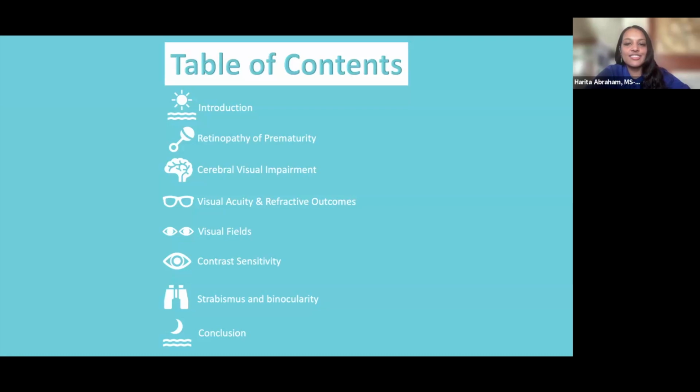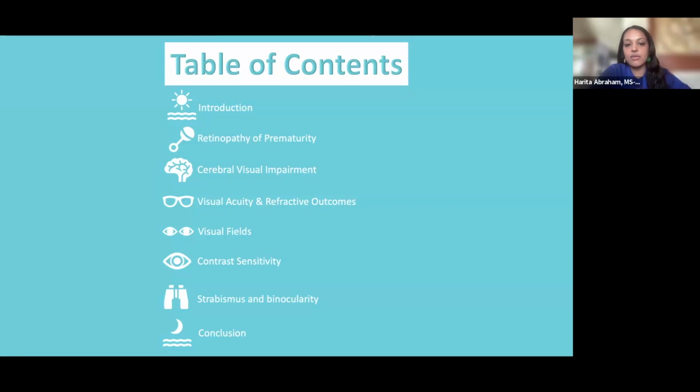And the goal of this presentation is not to really learn ophthalmology pathologies, but more to highlight trends in prematurely born infants and the kinds of things that they have to deal with when it comes to their vision. So I'm going to talk about retinopathy of prematurity, which is a huge thing in pediatric ophthalmology. Then I'm also going to talk about cerebral visual impairment. Then I'm going to move on to visual acuity and refractive outcomes and how that looks in premature infants.